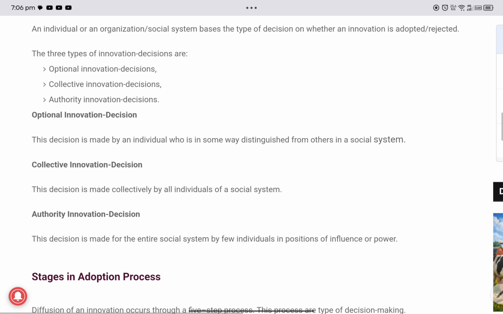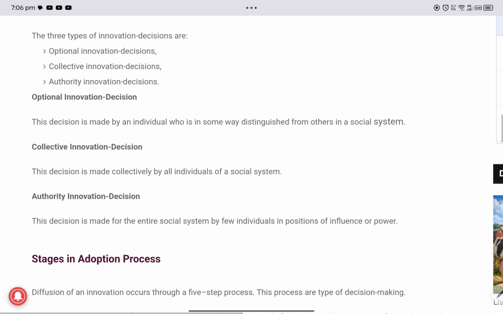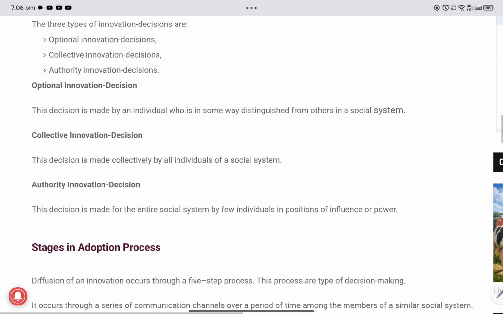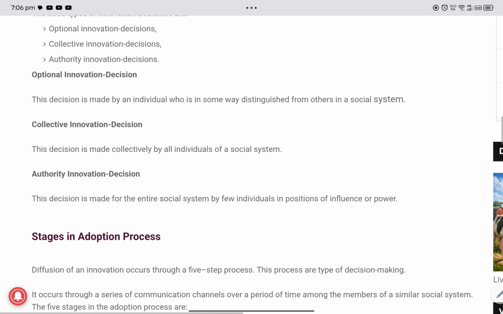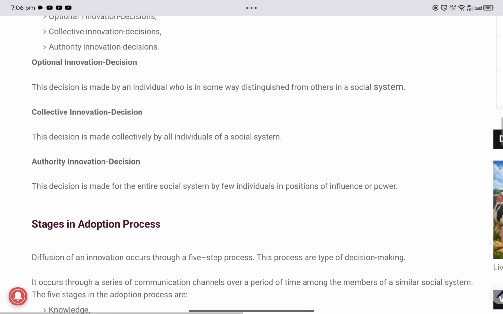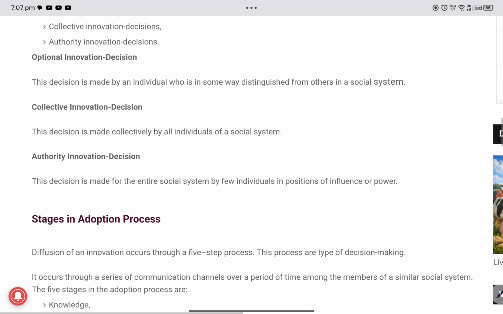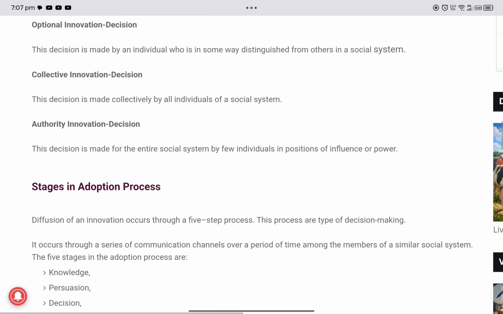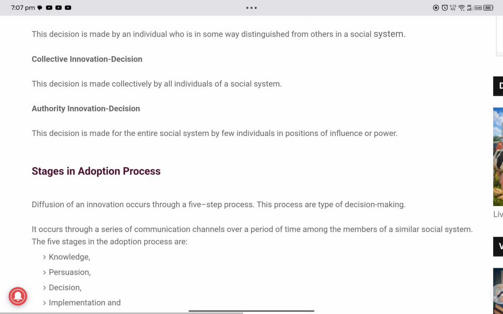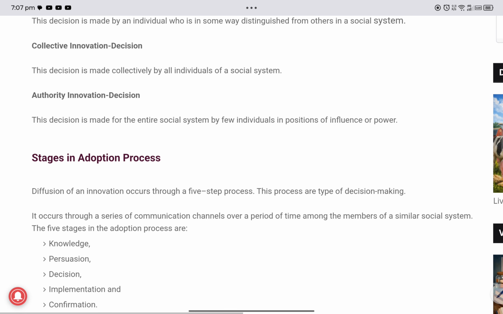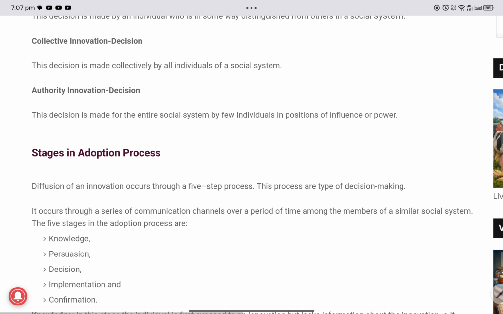Optional innovation decision. The decision is made by an individual who is in some way distinguished from others in a social system. Collective innovation decision. This decision is made collectively by all individuals of a social system. Authority innovation decision. This decision is made for the entire social system by few individuals in positions of influence or power.